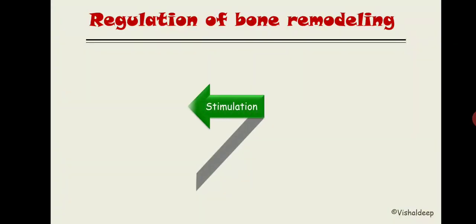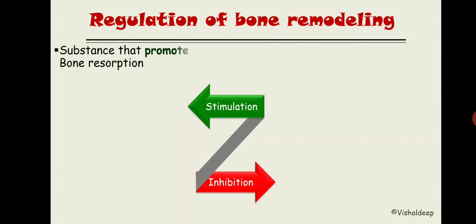Now how will this bone remodeling be regulated? Bone remodeling is regulated by bone resorption. So a substance that promotes bone resorption will increase bone remodeling, and a substance that inhibits bone resorption will decrease bone remodeling, right? So let's enumerate first the stimulators or promoters of bone resorption, and then the substances that inhibit bone resorption.